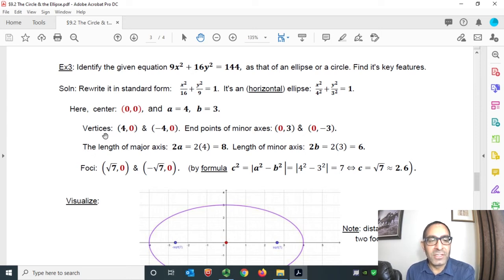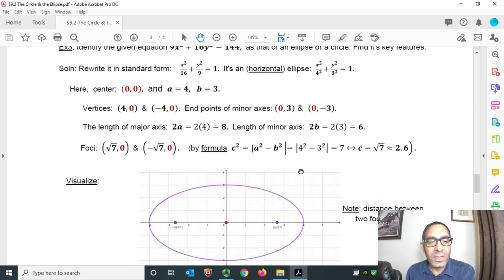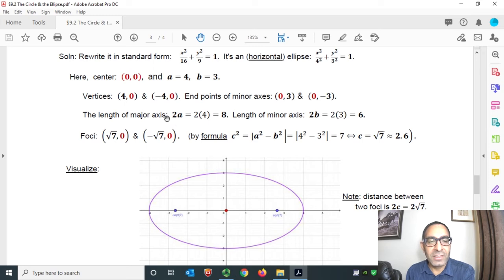So hence, vertices are by formula plus minus a comma 0, which is 4, 0 and minus 4, 0. So these are the vertices. Similarly, endpoints of the minor axis are 0, positive b and 0, negative b. So b is 3, so 0, 3 and 0, minus 3. So this part is clear. The length of the major axis is 2 times a, since a is 4, so the major axis length is 8. And the length of the minor axis is 2 times b, since b is 3, so the minor axis length is 6.